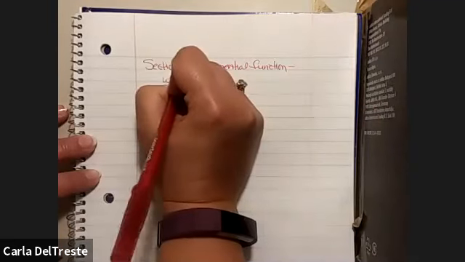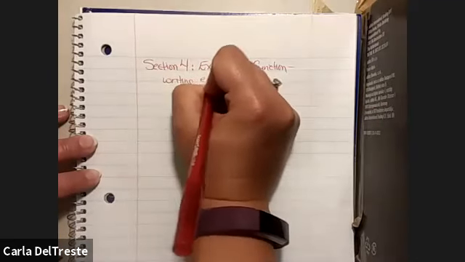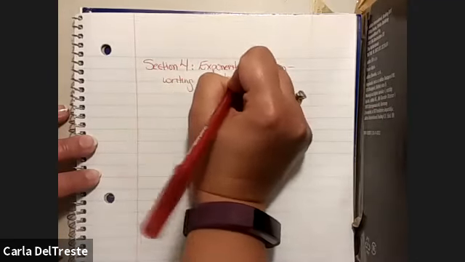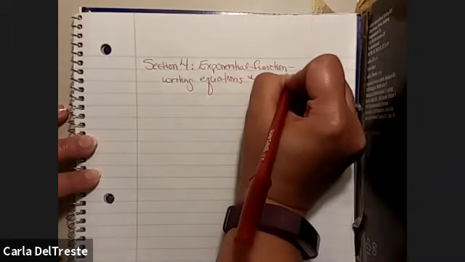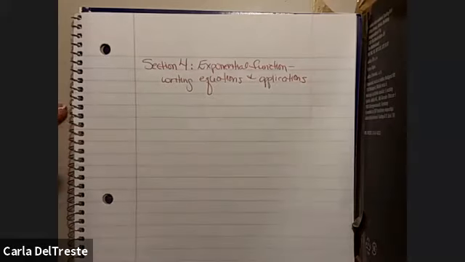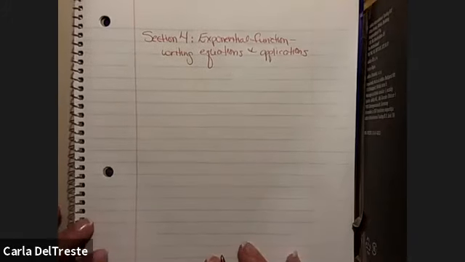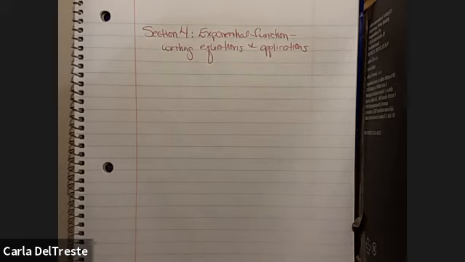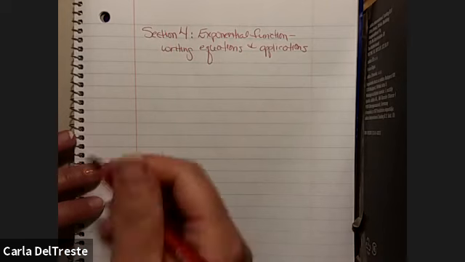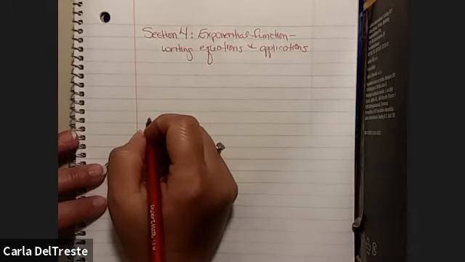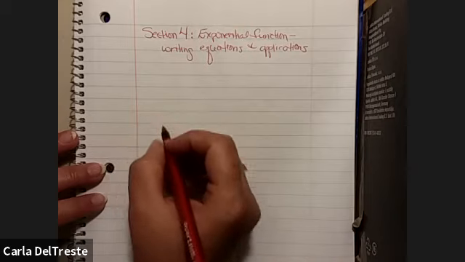writing equations, and applications. And again, applications mean word problems. How do you do these things in a real life situation? All right, so first it's just writing equations. So given some information, do you have enough information where you can put together the formula is what this is really asking.